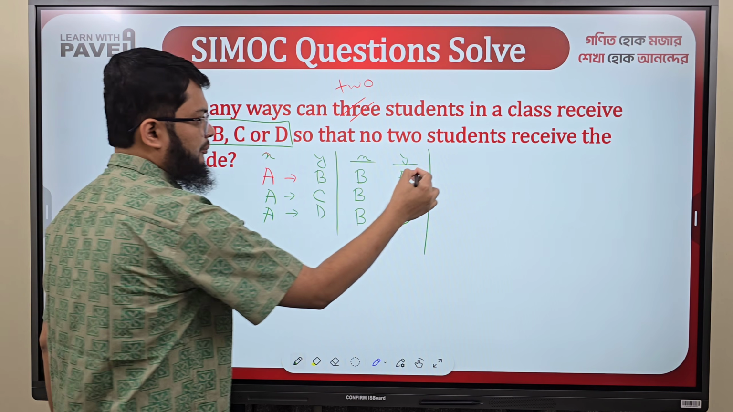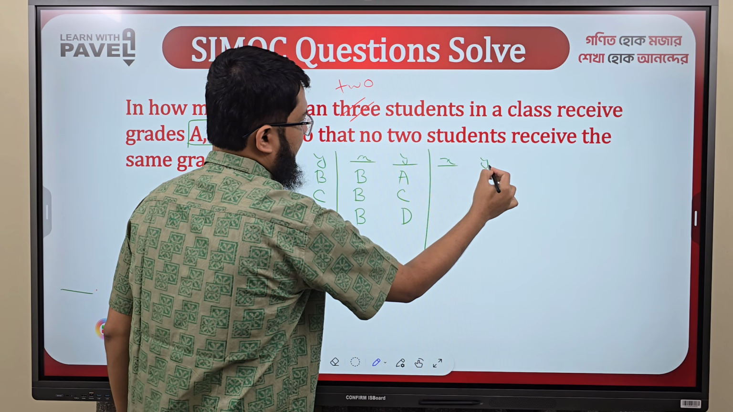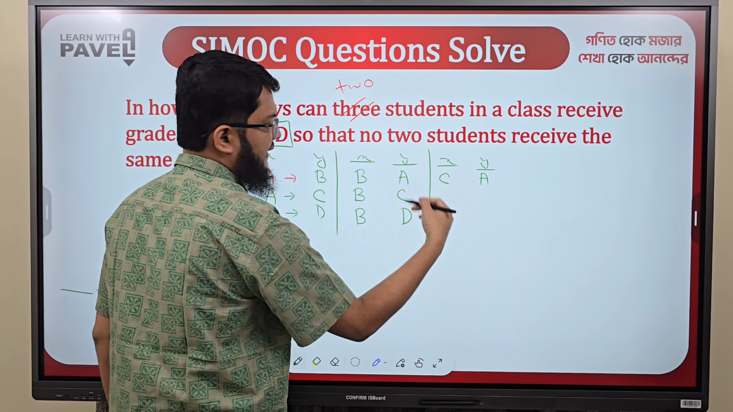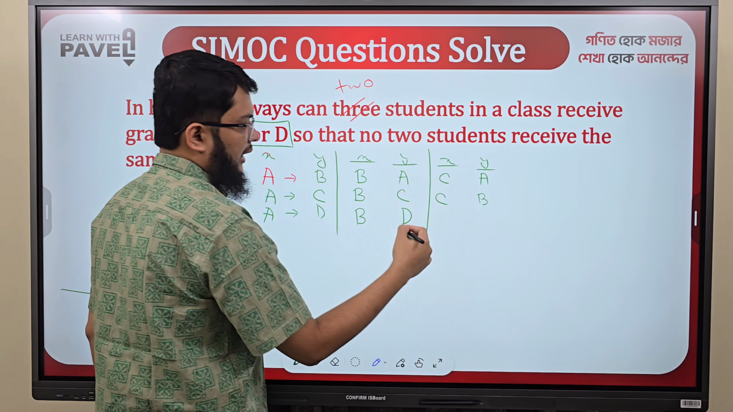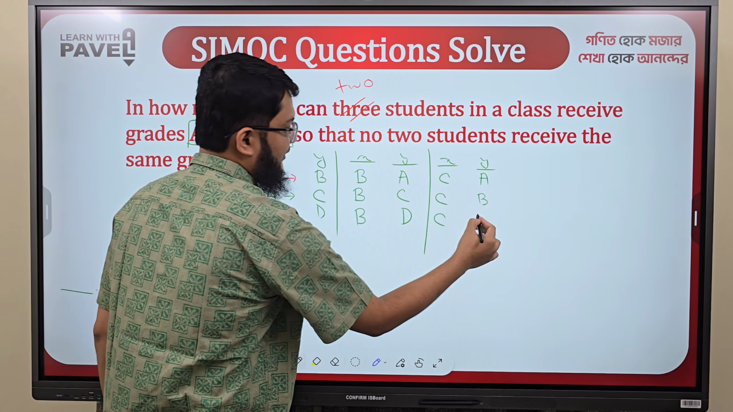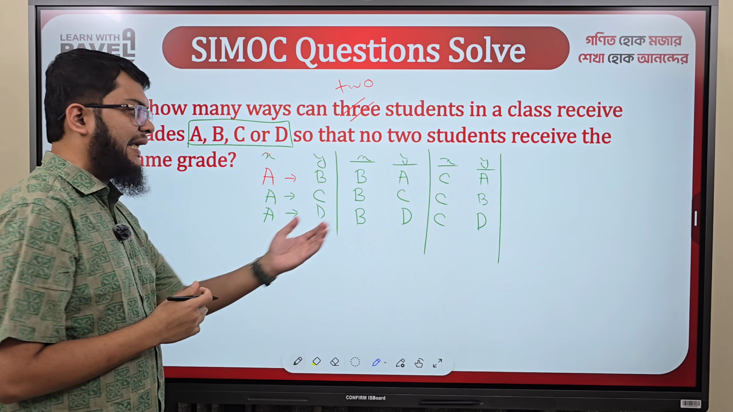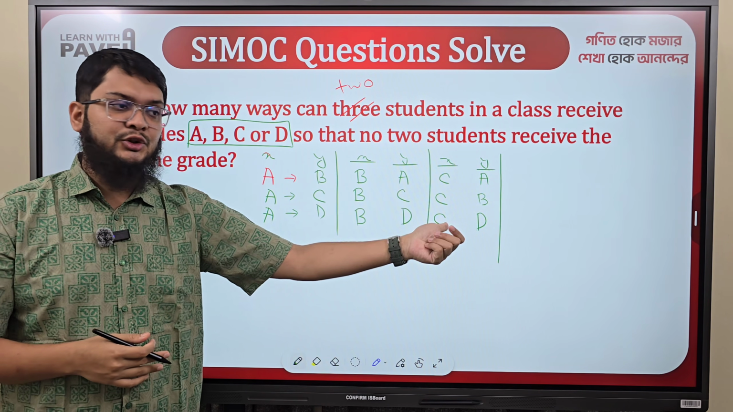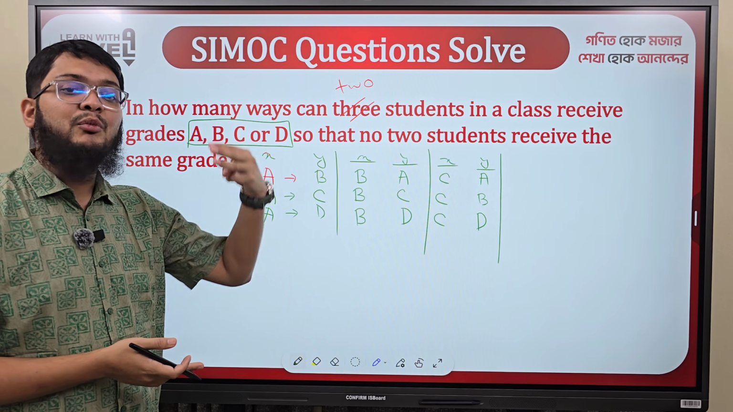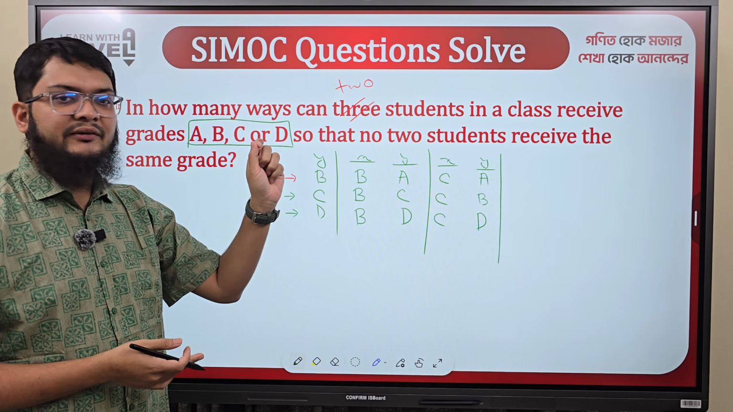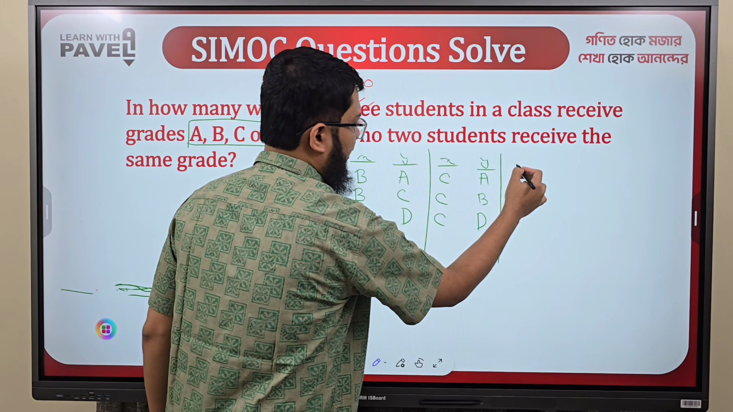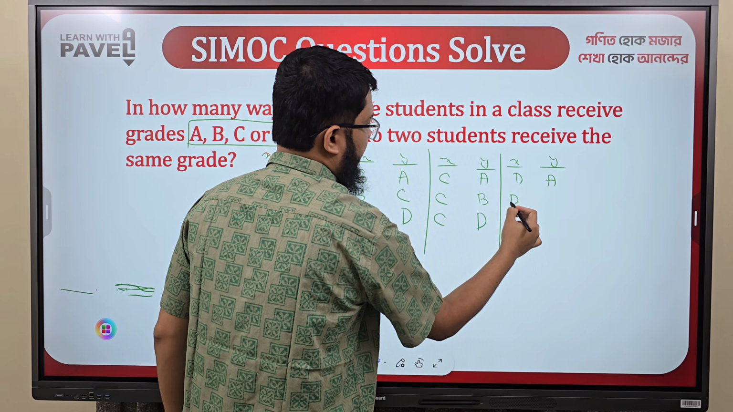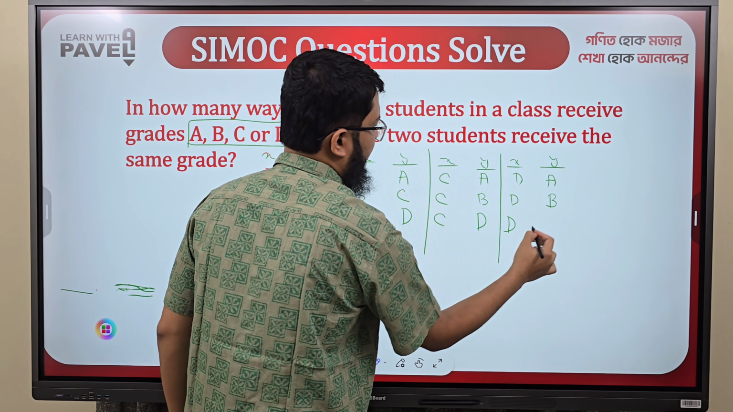So let me show you another example. Say this time X receives grade C. So for Y, there will be different conditions like CA, CB, and what? CC? No, CD. CC is not allowed. Okay. So then again, you can see that even if the first student receives grade C, there are 3 options for the second student. So likewise, we will get 3 more possibilities if the first student receives grade D. So let me write that down as well. X receives D, Y could receive A, D with B, and D with C.